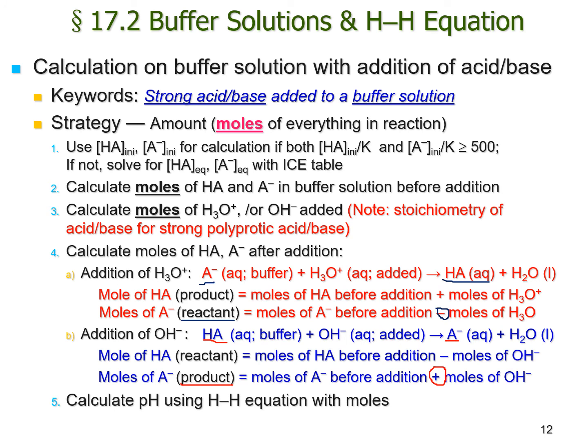And of course, remember we have a variation of HH equation. There's a log of moles of Cp divided by moles of Ca. So that is why you see how convenient it is if we know the HH equation with this particular variation.